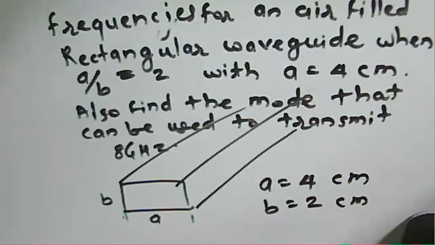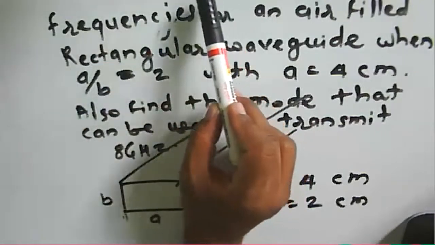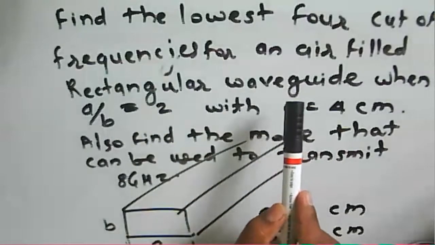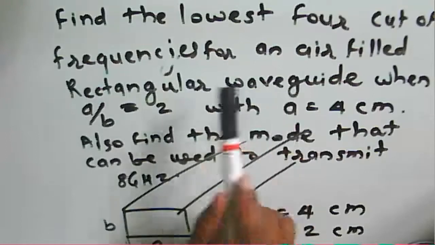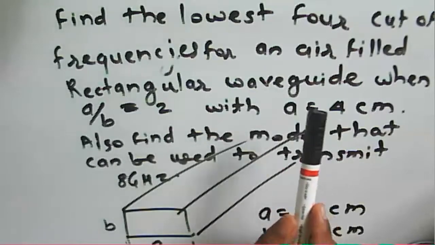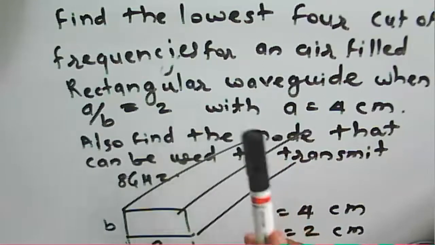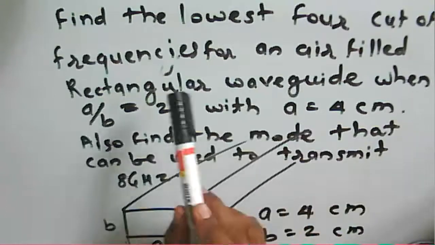Now we need to consider what will be the frequency for an air filled rectangular waveguide. Our aim is to find the lowest four cutoff frequencies for an air filled rectangular waveguide, but here the mode is not mentioned. Whether it is a TE mode or a TM mode, it is not mentioned. So we consider first a TE mode, and then we need to find out the various cutoff frequencies for the air filled guide.